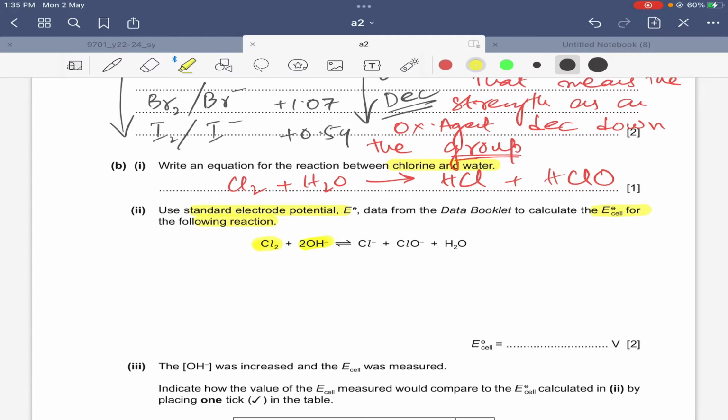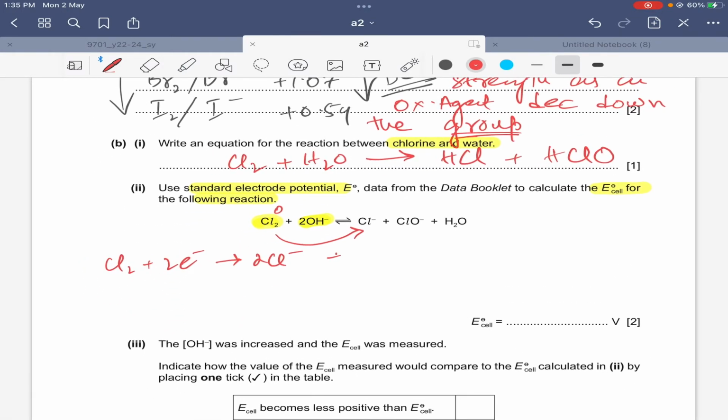To find the E0 cell for this reaction, first we have to find the half equations. One of the half equations is the one in which chlorine is getting reduced from Cl 0 to minus 1. So this would be Cl2 plus 2 electrons gives 2Cl minus, and the E0 value for this is plus 1.36.